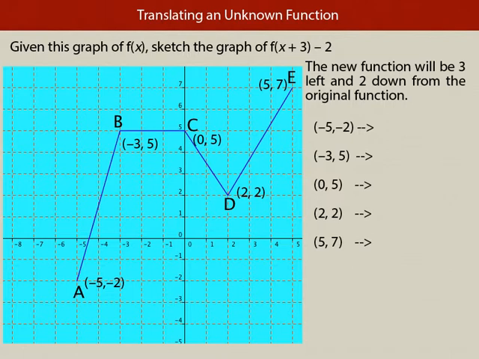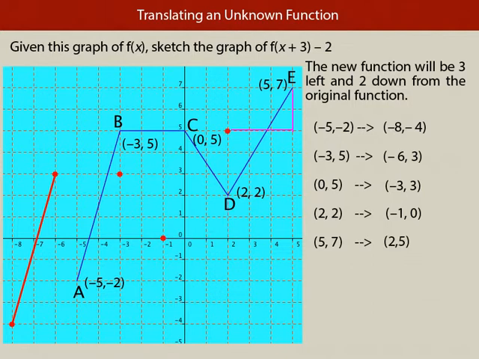It would be a good idea for you to pause this slide and figure out the coordinates of the new points. Now the point (negative 5, negative 2) becomes (negative 8, negative 4). And then (negative 3, 5) becomes (negative 6, 3). So let's draw the line connecting those 2 points. Now the point C becomes (negative 3, 3). D becomes (negative 1, 0). And E becomes (2, 5). So let's add the lines that connect those points, and we finish translating the function.